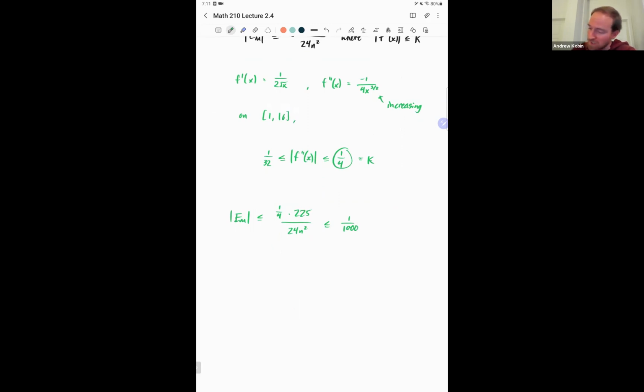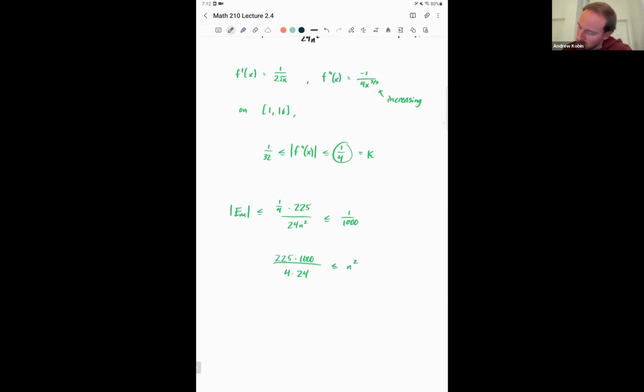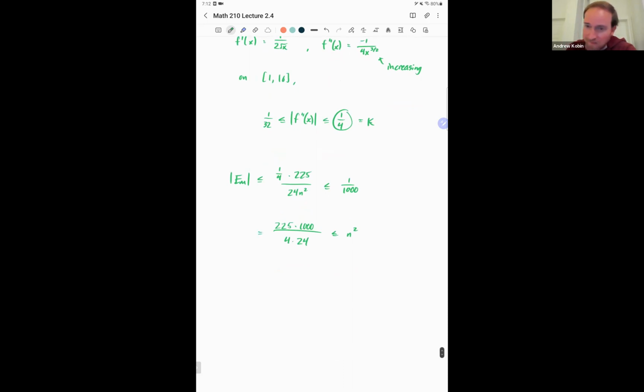So I'm just going to do this in a single step. Let's push everything but the n stuff to the left, and I'll have 225 times 1,000. There's a 4, there's a 24. That's less than or equal to n squared. I'll tell you what that number is. So 225. Well, I'm going to simplify in one step. If I divide 1,000 by 4, that's going to give me 225. So I really have 225 squared over 24.